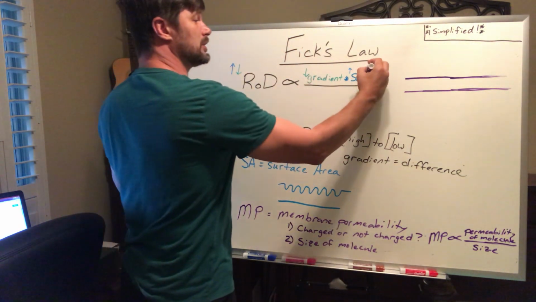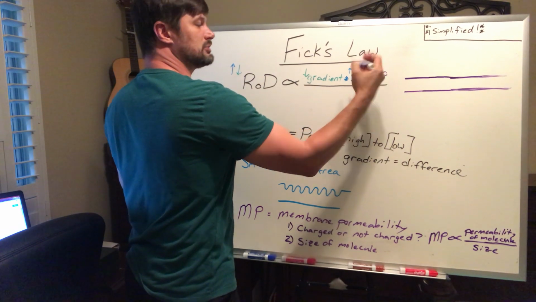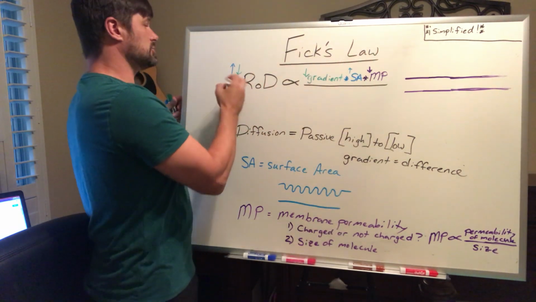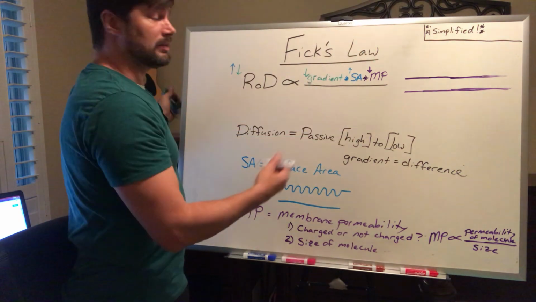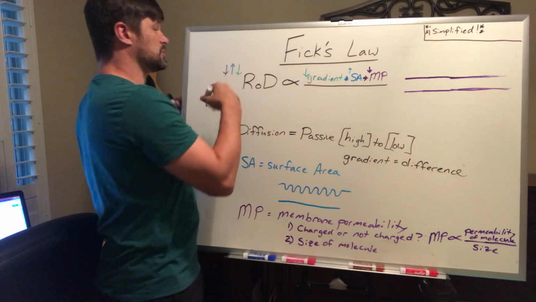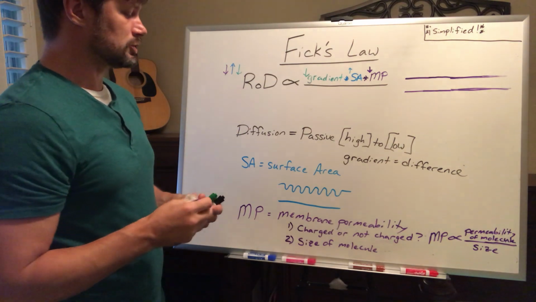So as the membrane permeability goes down, let's just use that one, what would happen to the rate of diffusion? Well, that means it's not passing through the membrane quite as well. So the speed that it can pass through is going to decrease as well.